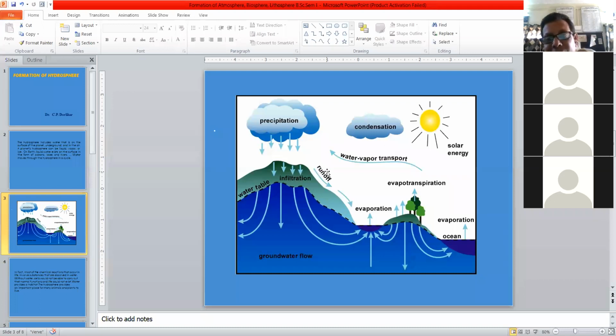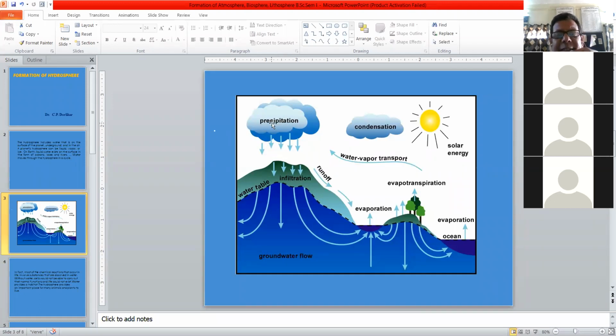And this meteoric water falls on the surface of Earth, then various processes occur on the surface of Earth: infiltration, runoff, evaporation, evapotranspiration, evaporation from the ocean by solar energy, condensation and precipitation. One by one, we discuss the process of precipitation. This precipitation is the number one process which occurs in the water cycle or hydrological cycle.